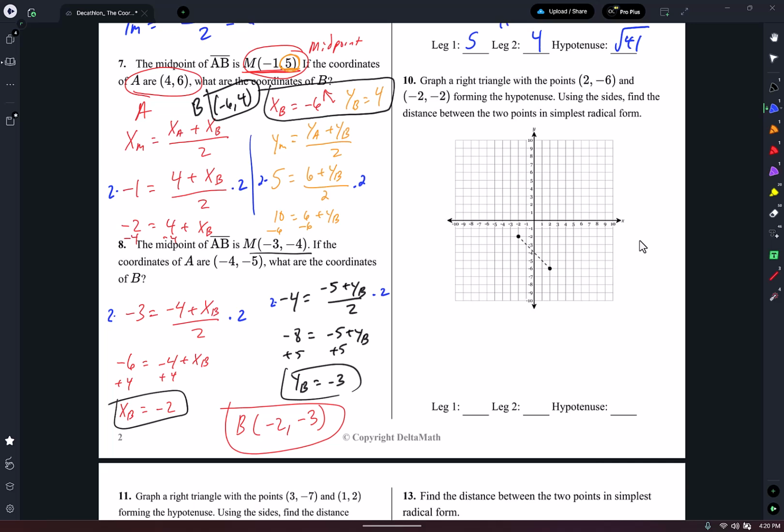Graph a right triangle with the points negative 2, negative 6, and negative 2, forming the hypotenuse. Using these sides, find the distance between the two points in simplest radical form. So you're doing the same thing, guys. You're just going to make a right triangle, always like this. And you're literally just going to count your horizontal displacement and vertical displacement. 1, 2, 3, 4. 4. 1, 2, 3, 4. 4.